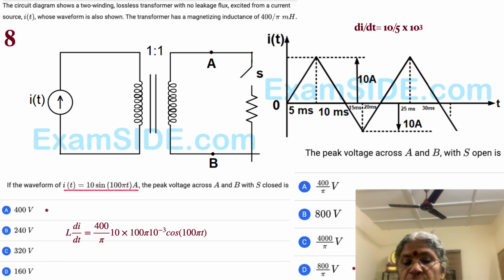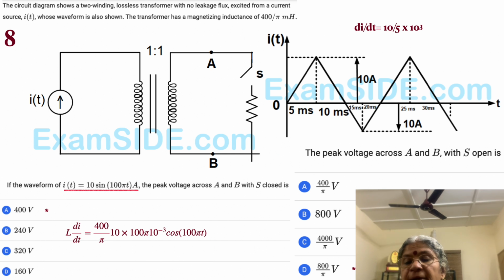What about the second part of the question? In the second part of the question, we have a current being applied, and that's the waveform which is shown for IT. It's a triangular waveform, and we want the peak voltage across AB with S open. Now S is open. So how do you do that? For that, we have to remember that in this case we have to find out di by dt.